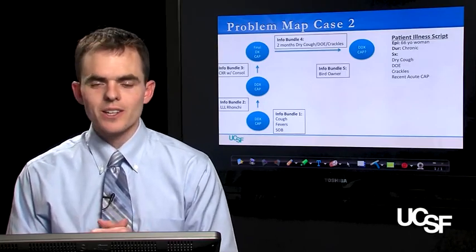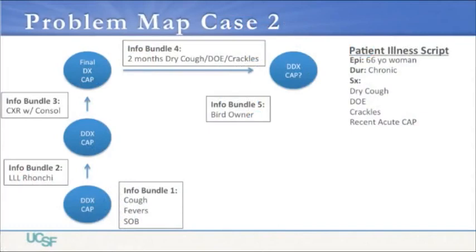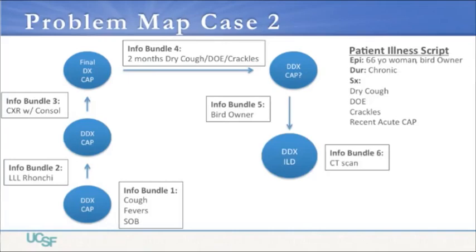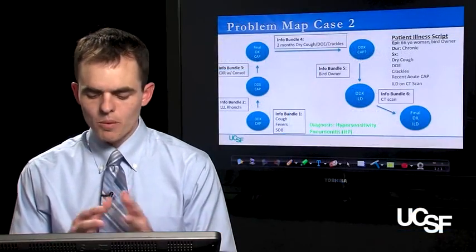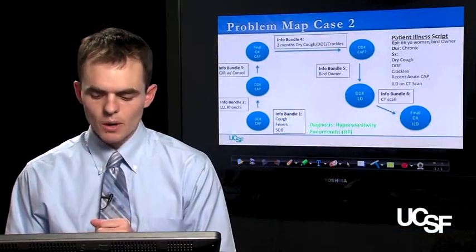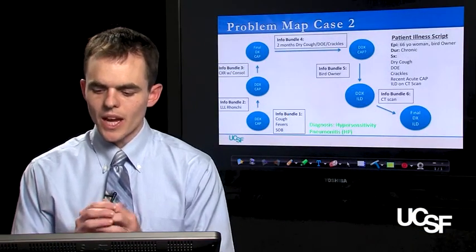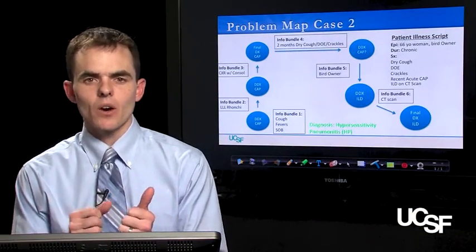So you go back and you talk to the patient, and the patient says, well, you know, I actually own a bird. You update your illness script. You update your working diagnosis to be ILD or hypersensitivity pneumonitis. Your next information bundle, you get the CT scan. You update your illness script that shows that she has ILD or hypersensitivity pneumonitis. You update to have your final diagnosis, which is that this patient also had hypersensitivity pneumonitis. Take a look at how much more complex that is, and see how nice it is to have everything laid out, okay?